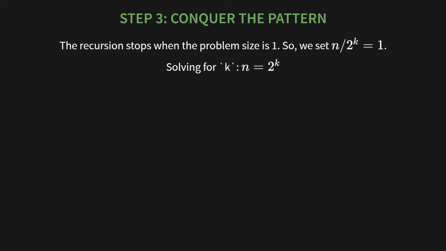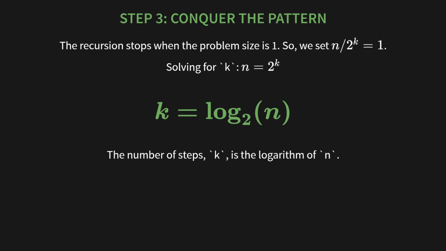So we set n divided by 2 to the k equal to 1. Now we solve for k. So n equals 2 to the power of k. To get k by itself, we take the logarithm. So k equals log base 2 of n. The number of steps k is the logarithm of n.